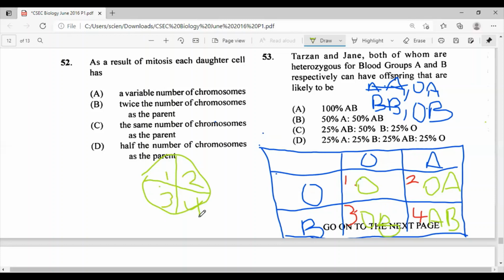So now if we were to read over the question, just to ensure that we're on the right track. So it's Jane and Tarzan, both of whom are heterozygous for blood group A and B respectively, can have an offspring that is likely to be. So we already analyzed the heterozygous, meaning that Jane and Tarzan have blood group OA and OB. So we have to do the cross to know what the offsprings are gonna be. So we did the cross to realize that the offsprings are gonna be O, OA, OB, and AB. But you realize that they have some percentages. So we have to know the percentages.